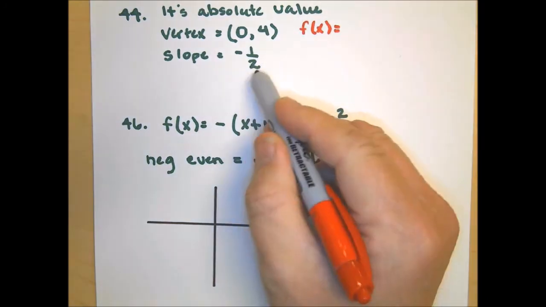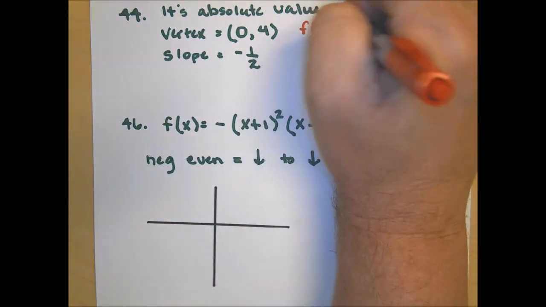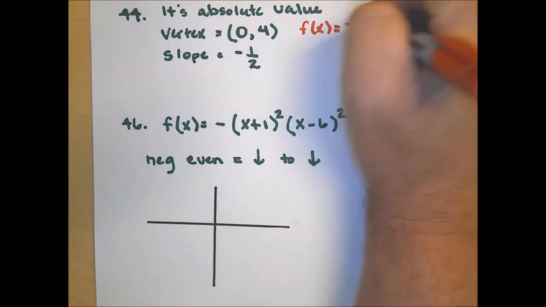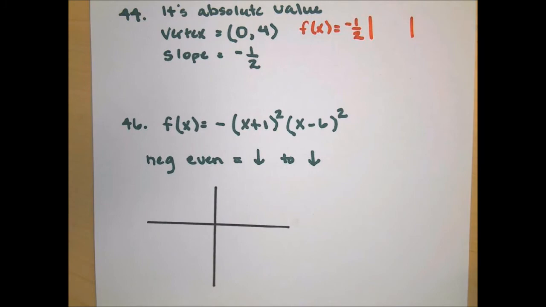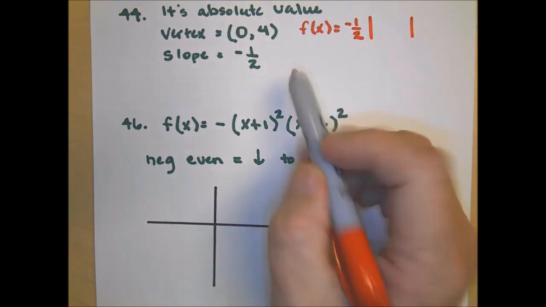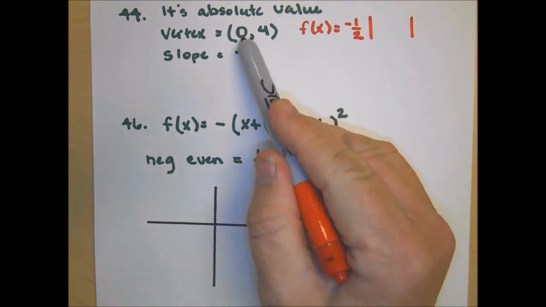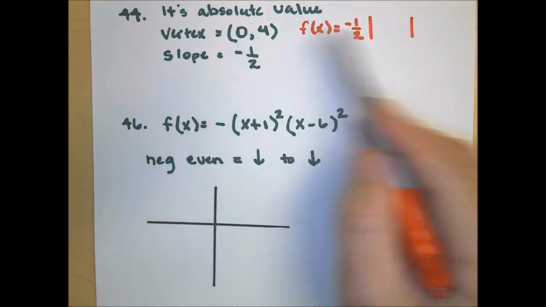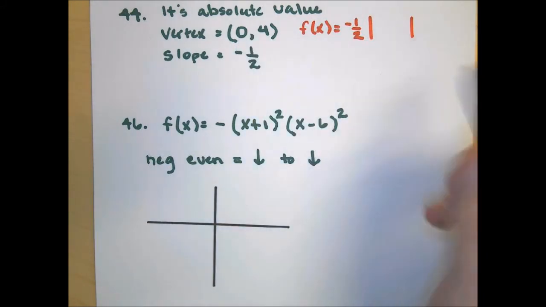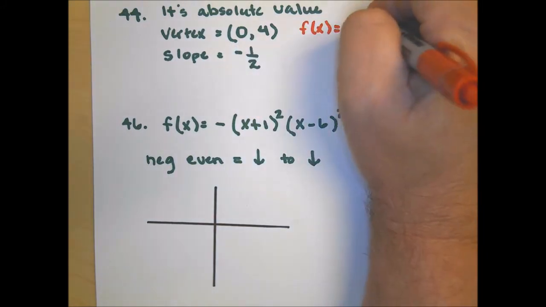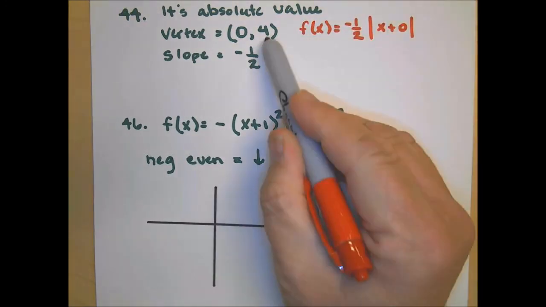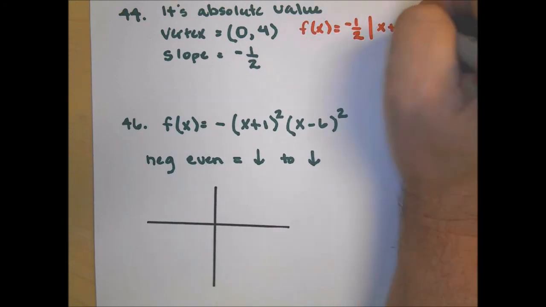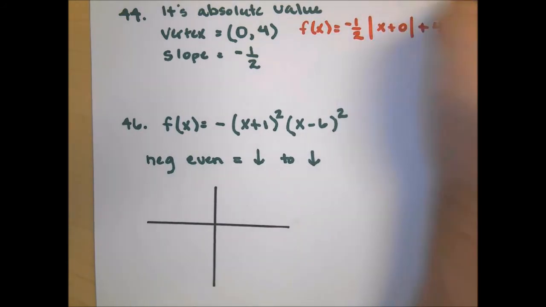Now, the slope is going to be the leading coefficient, -1/2. Absolute value functions use the absolute value bars. Now, since the x-coordinate of the vertex is 0, I could either put x plus 0, or I could just put x, either one. I'll do both of them. And then since the y is 4, we're going to put plus 4.